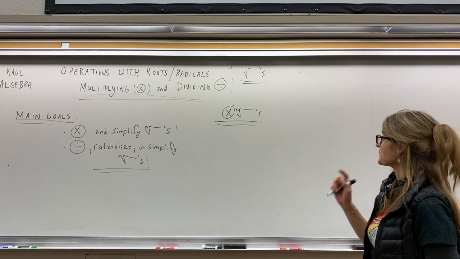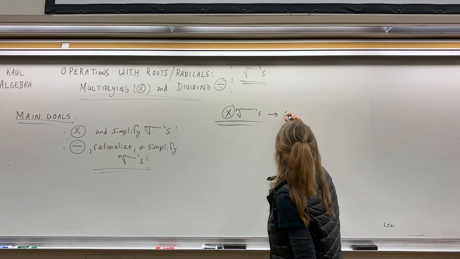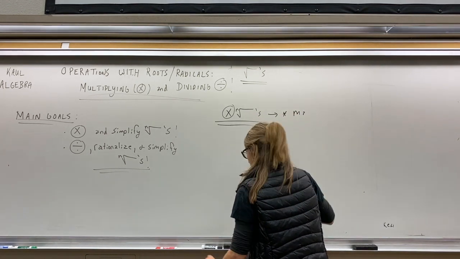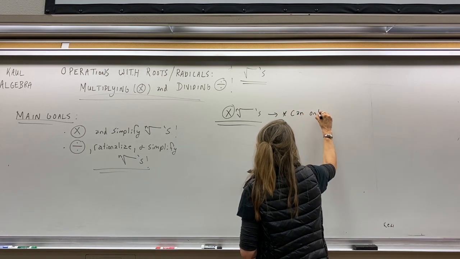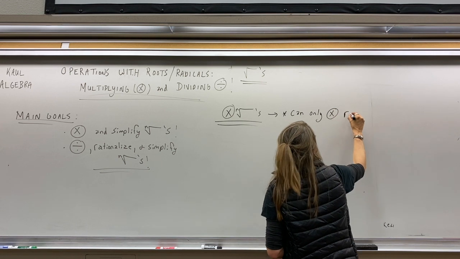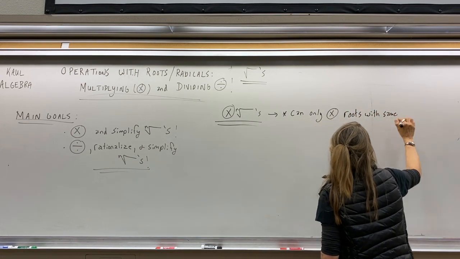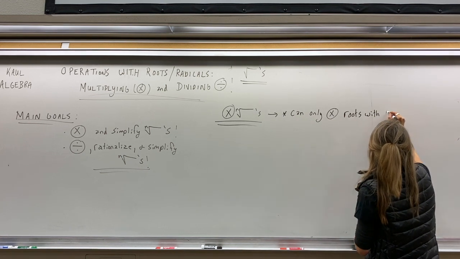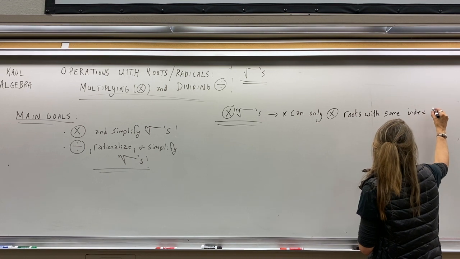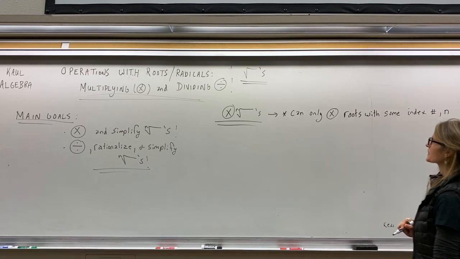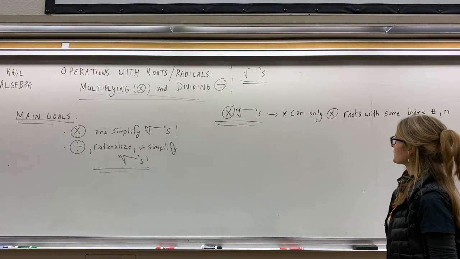As long as those are the same, we can multiply what's inside the radicals, the radicands together, and we multiply the coefficients together. So to multiply our radicals, we want to be sure that we know the rule. You can only multiply with the same index number n. Okay, so you can only multiply square roots together, cube roots together, fourth roots together.